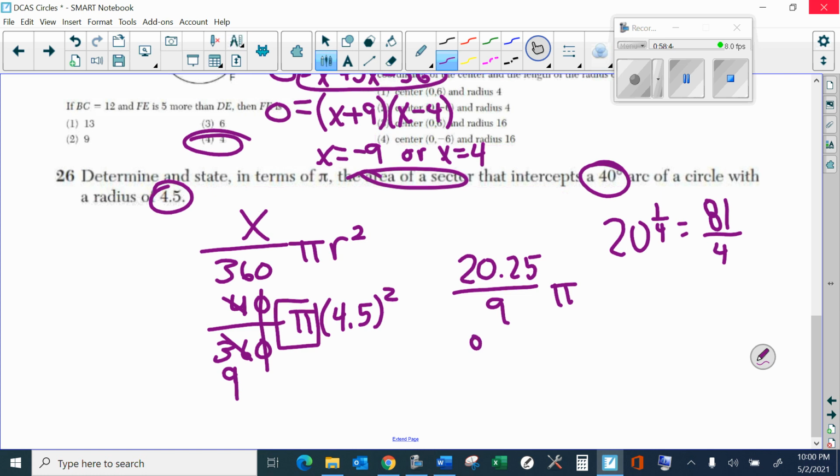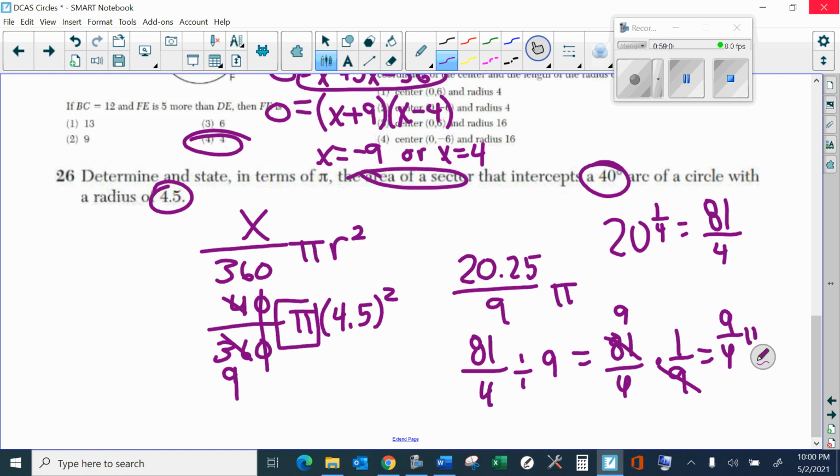So now I have 81/4 divided by 9, which means 81/4 times the reciprocal, because division gets changed to multiplication by the reciprocal. And 9 cancels with 81 9 times, so it's 9/4 pi is my answer. That's what it is in terms of pi, and then units squared, whatever it happened to be. So it'll be 9 pi over 4.